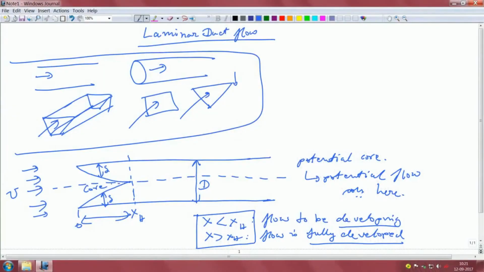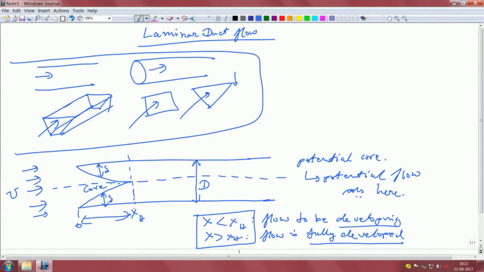Of course, the potential core does not mean that the flow velocity does not change in the potential core. Flow velocity changes in the potential core, but it does not change due to viscosity. So, in the potential core region there will be a velocity profile which is different from the velocity profiles in the boundary layer.